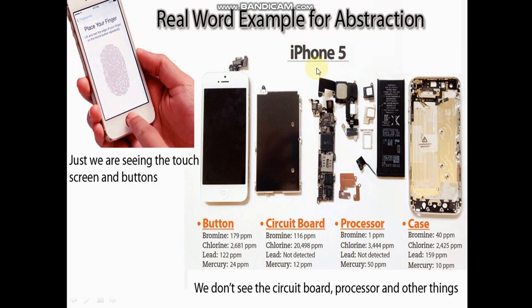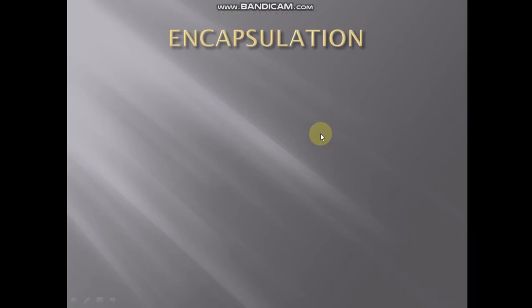Okay, say in this example we all know how to use iPhone 5, but we don't know how the circuits are organized here, how the camera works, or how the applications are running in the background. So these details are hidden. This concept is called abstraction. So the next concept will be encapsulation.